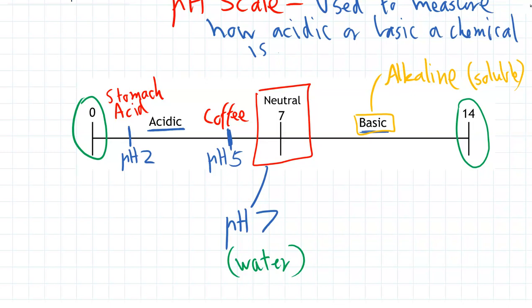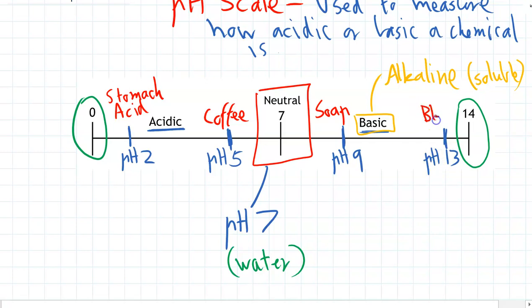Okay, if we're looking at basic chemicals, remember basic chemicals are often cleaning products, and soap is a common one. Soap's about pH 9. And then if we're looking at really strong bases that are really corrosive, bleach would be one that's commonly found in your house, and that's about pH 13. Toxic and corrosive. Alright, so that's the pH scale.